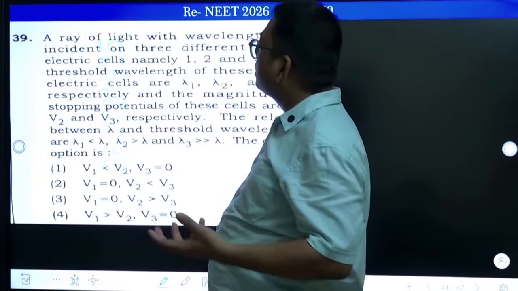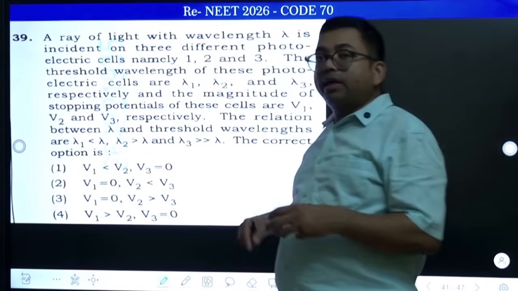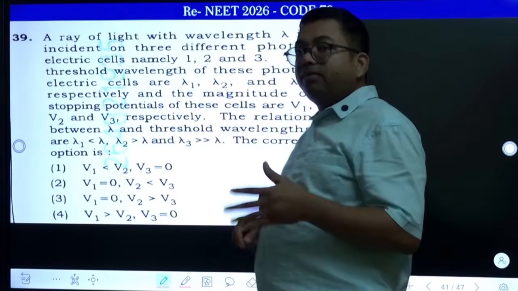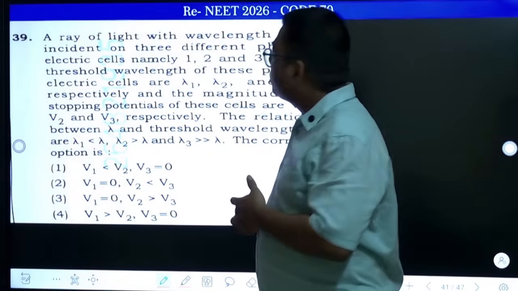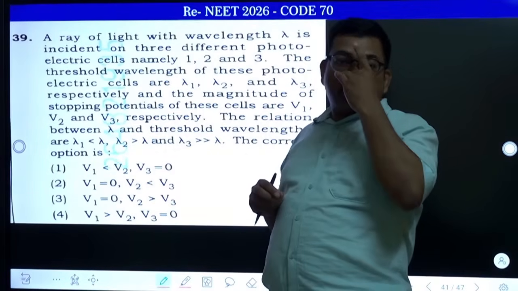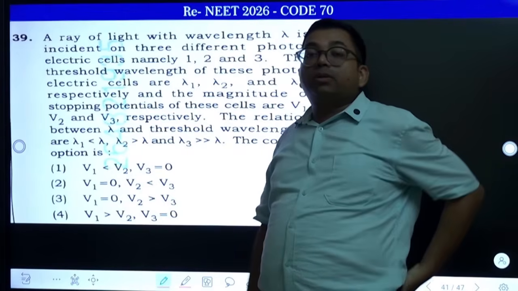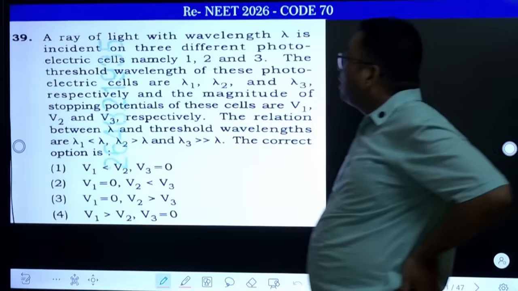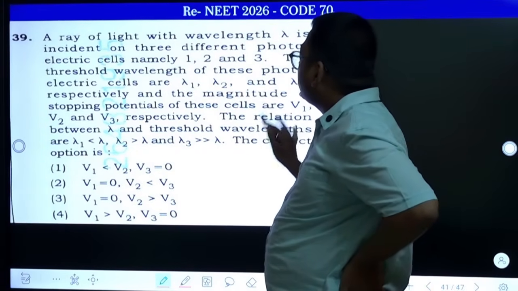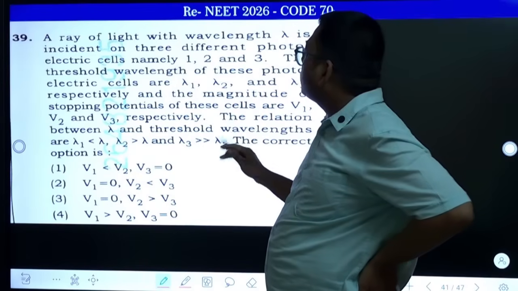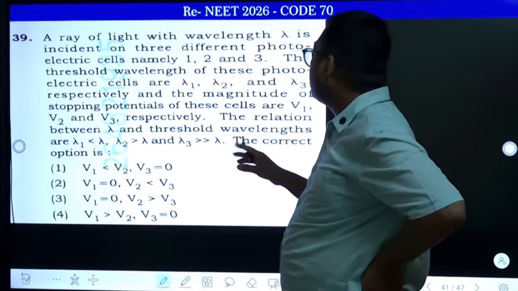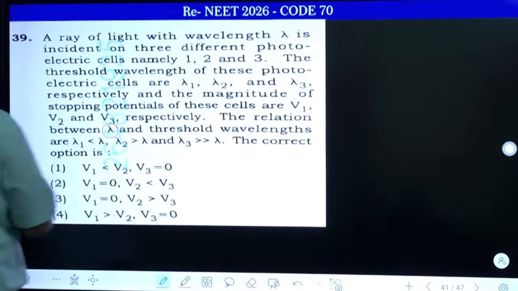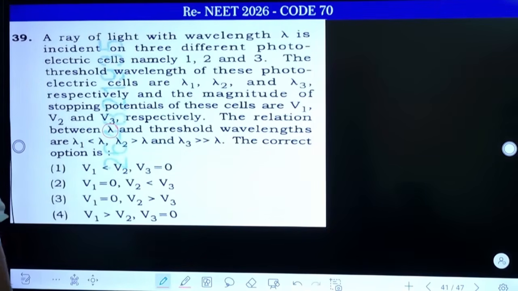LED means it will emit light. This is almost like the photoelectric effect. So light will fall, current will generate. So the light falling must have a threshold wavelength; there is a minimum wavelength. The wavelength must be smaller than that threshold wavelength, right? So lambda 1, lambda 2, lambda 3 are threshold wavelengths, and their stopping potentials are V1, V2, V3. Lambda is the incident light.